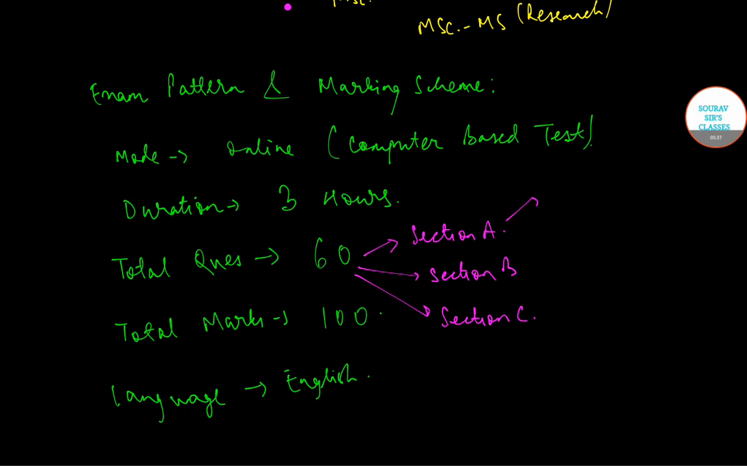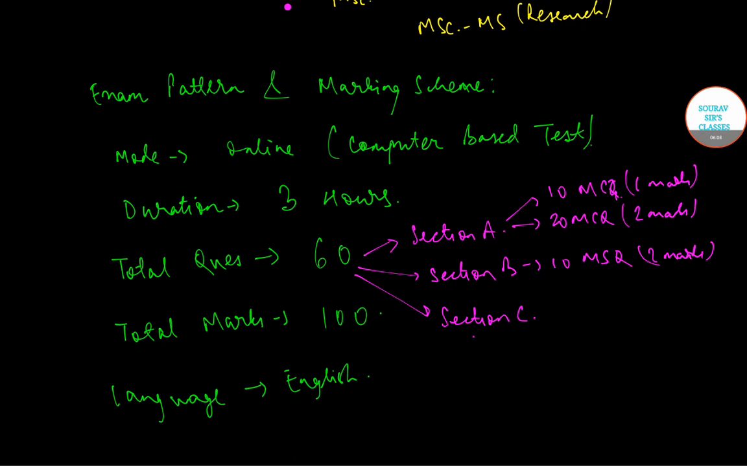In section A, you have 10 MCQs of 1 mark each and 20 MCQs of 2 marks each. In section B, you have 10 multiple select questions of 2 marks each, and in section C, you have 10 NATs, that is numerical answer type, of 1 mark each and further 10 NATs of 2 marks each.